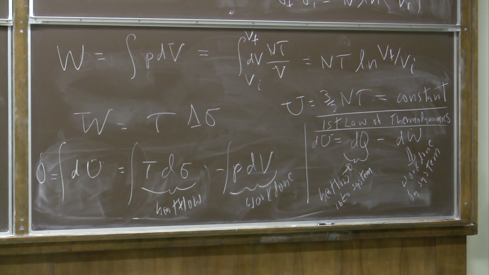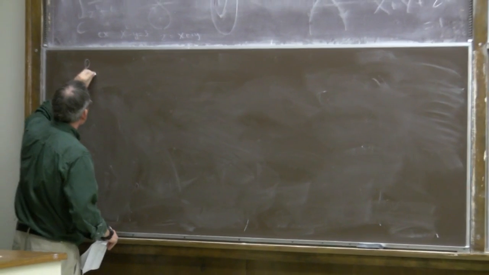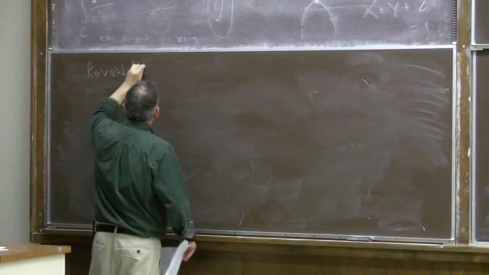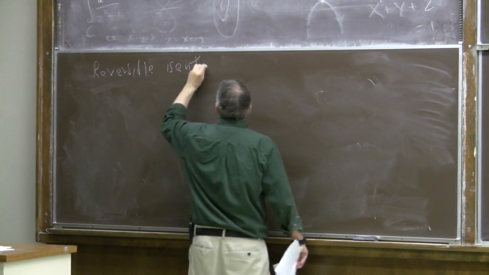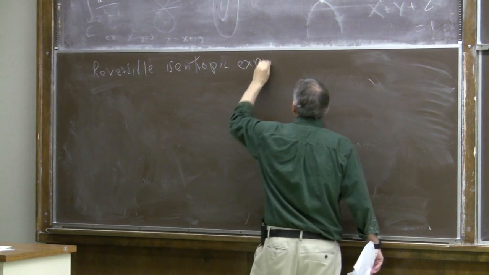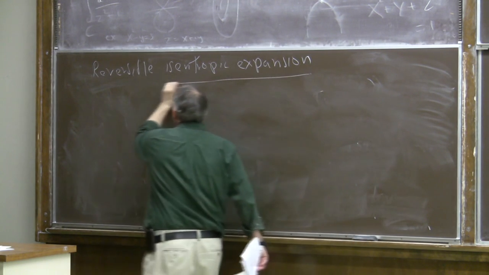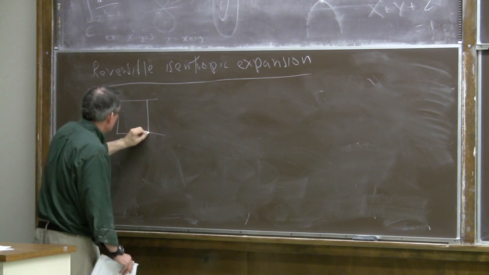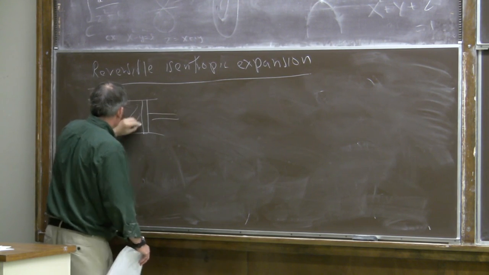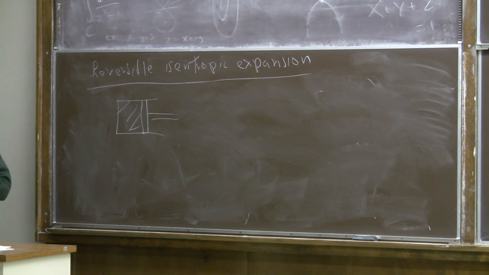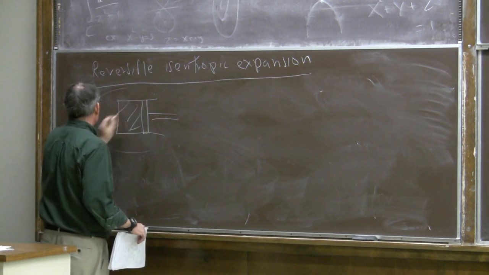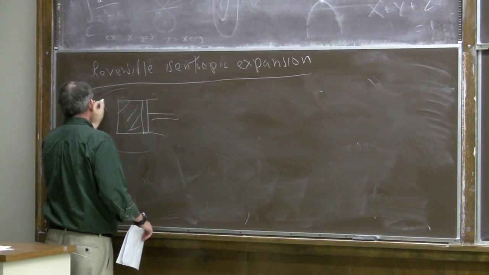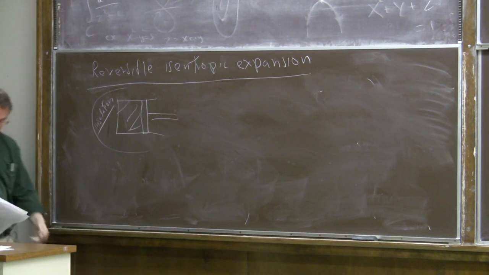And let's talk about another type of reversible change. Reversible isentropic expansion. Now, same picture. We've got a gas in a box, and it has a movable wall. But now I'm going to thermally isolate the system. It's not in contact with the reservoir. It's well insulated. No heat flow in or out.